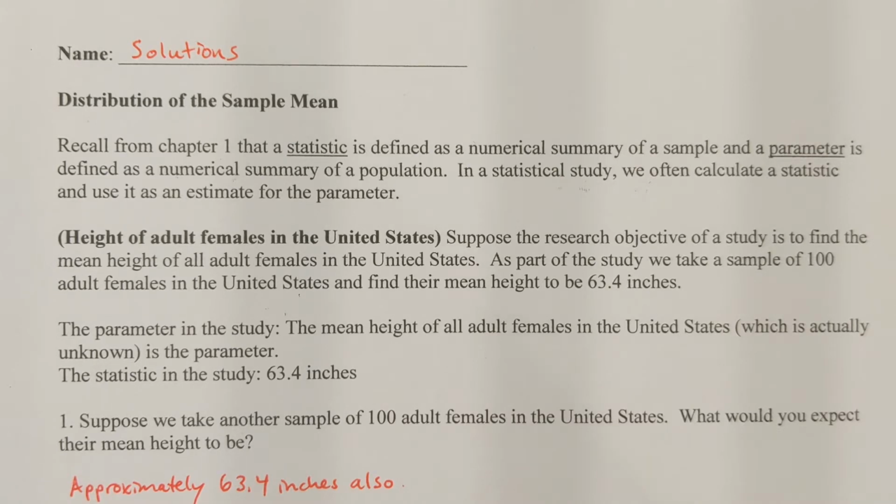Remember from chapter 1 that a statistic is defined as a numerical summary of a sample, and a parameter is defined as a numerical summary of the population. And those, of course, are two different things, right? Are you talking about the sample, or are you talking about the population?